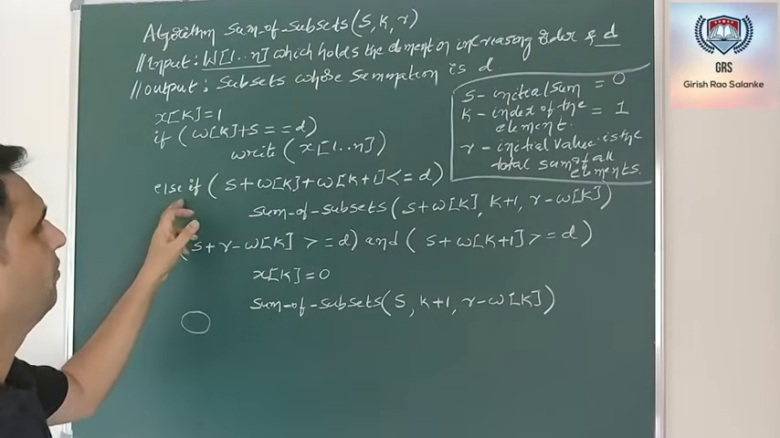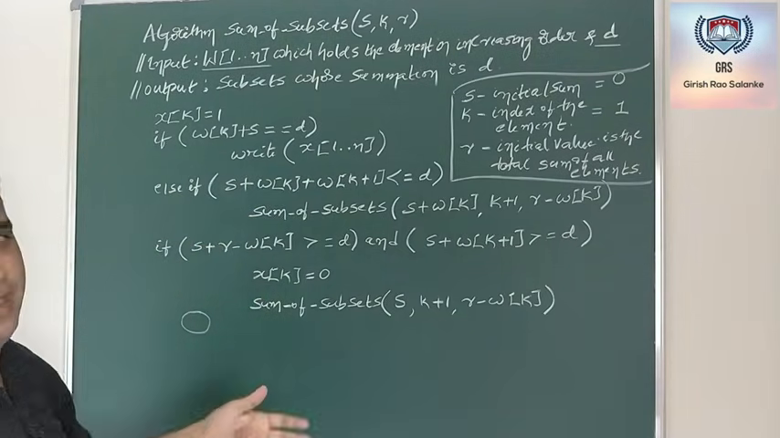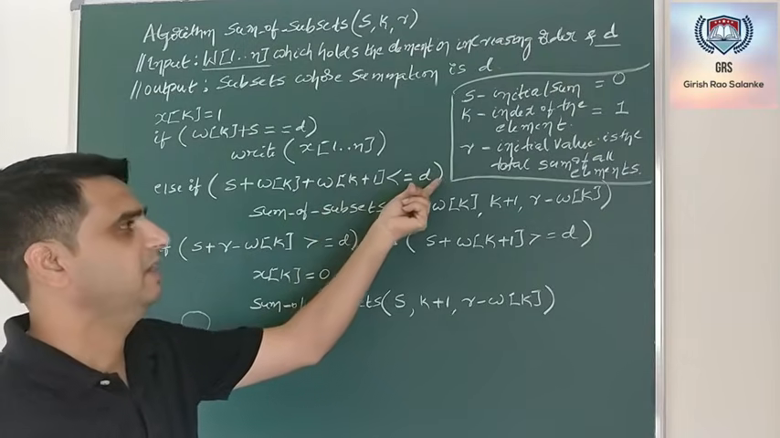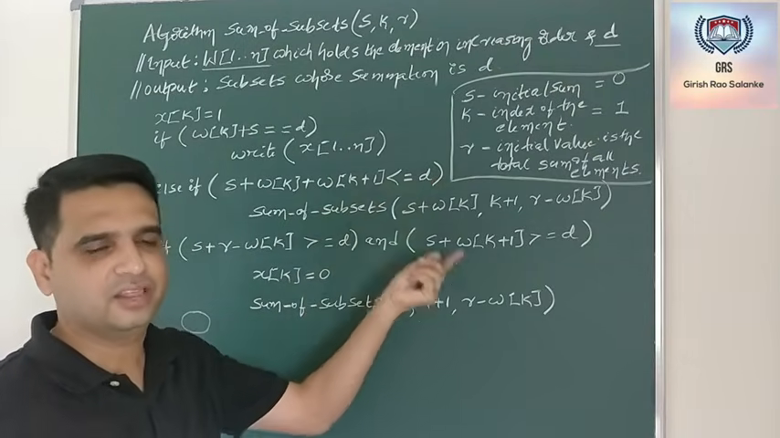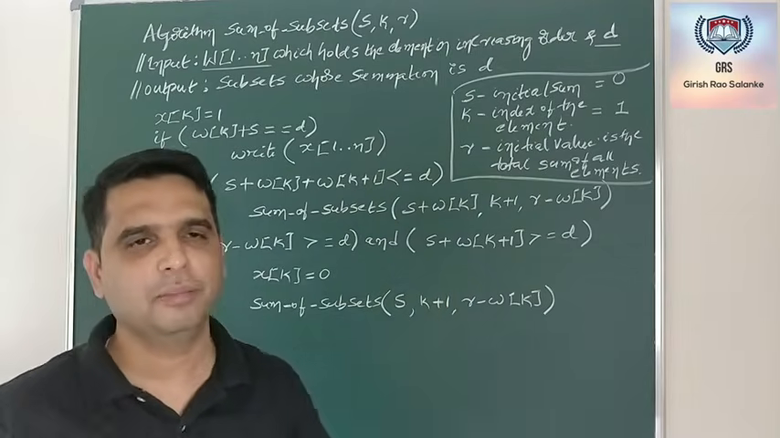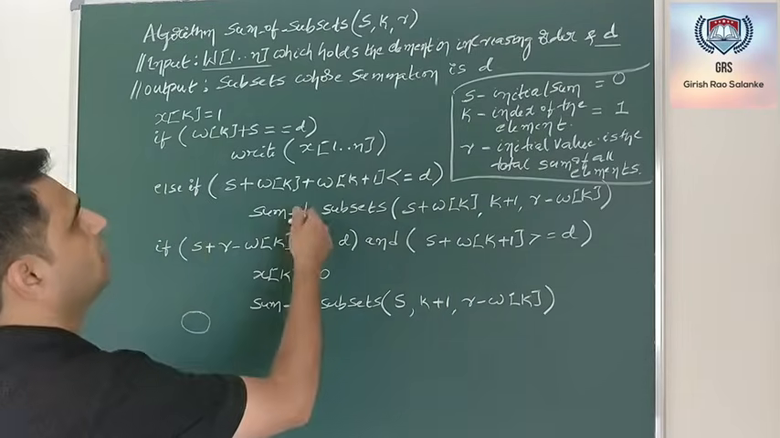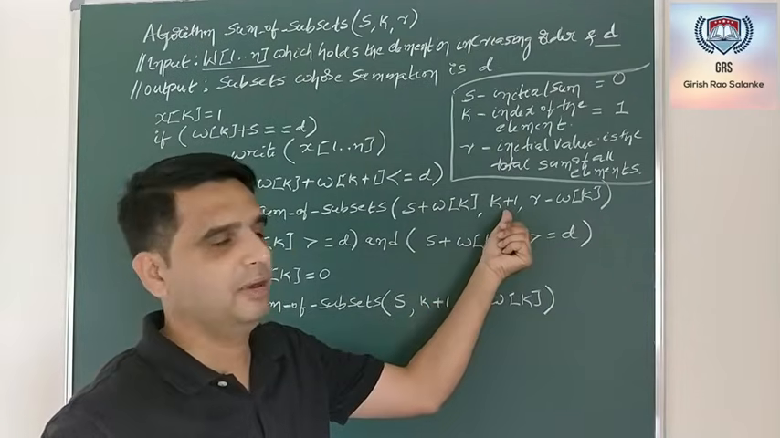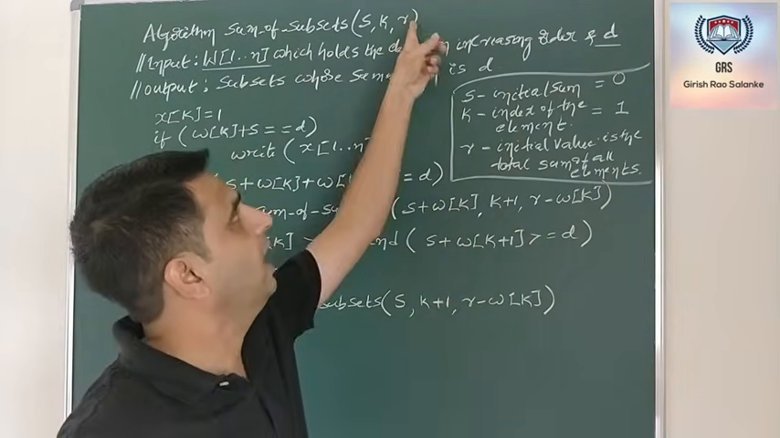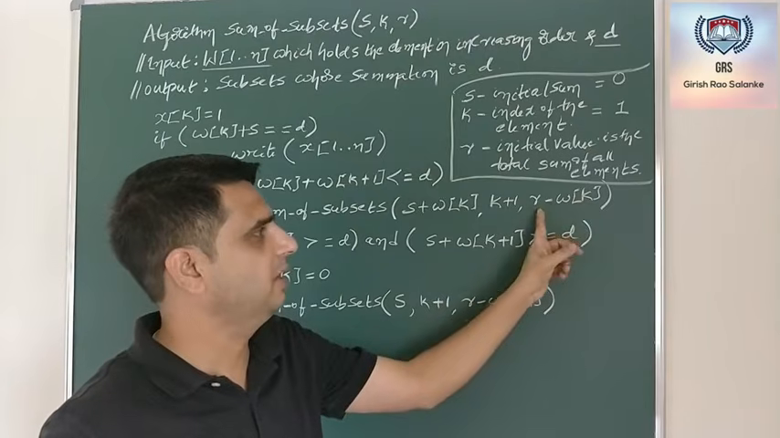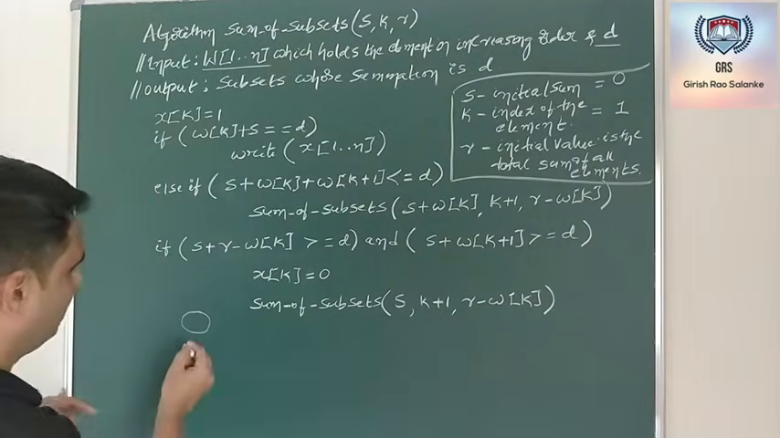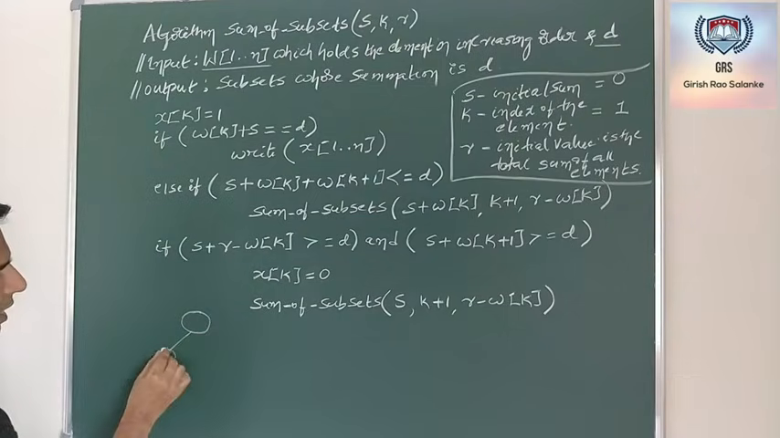If not, I need to add the next element, K plus 1 element. I need to check whether it is less than D or not. If it is less than D, then I will call the sum of subset function once again. So this is sum of subset S plus WK with the next element. Now what happens to this R? The sum gets reduced: R minus WK. This is when we are considering this. This comes only to the left part.